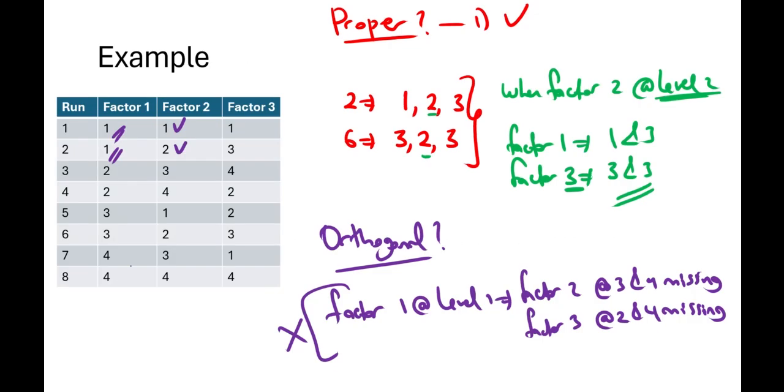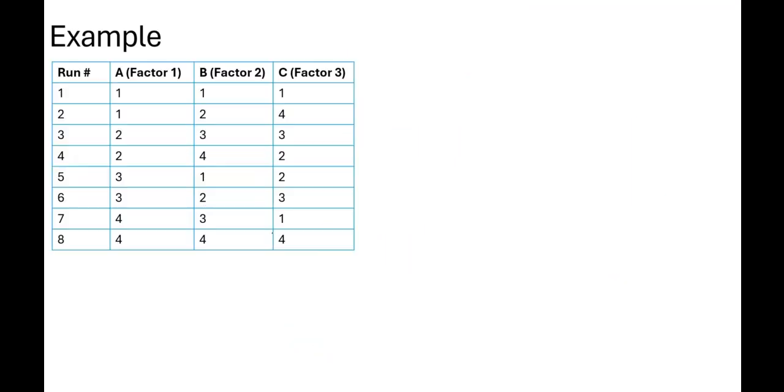You can also check other combinations, like when factor 2 is at 4, we check factor 1 at 2 and 4, but we don't check 1 and 3. We check 2 and 4, but we don't again check 1 and 3. So we don't check all levels of the parameters. Let's see one more example here.